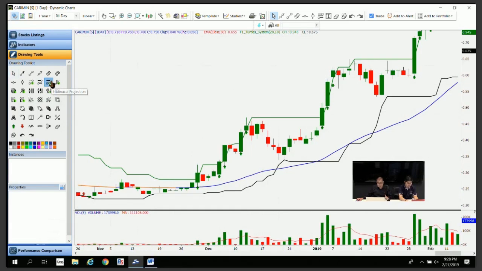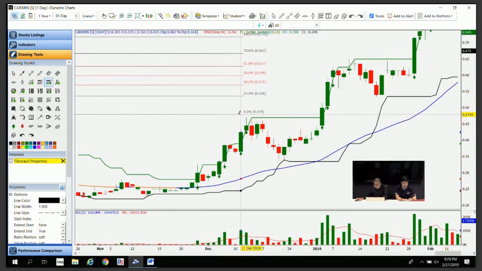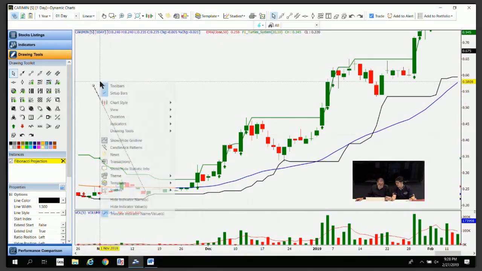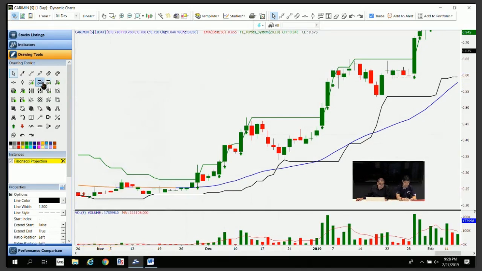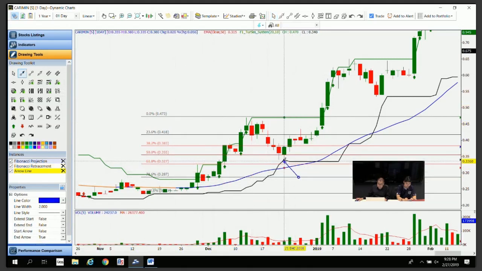So hold on, let me measure. This is the Fibonacci retracement, and this is the extension. Low to high. Can anyone tell me how many percent it corrected? 50%. A beautiful 50% pullback.